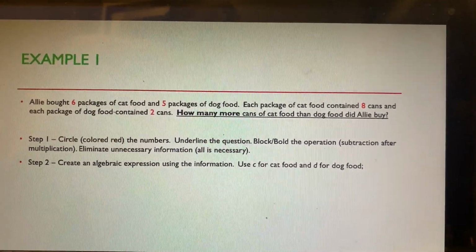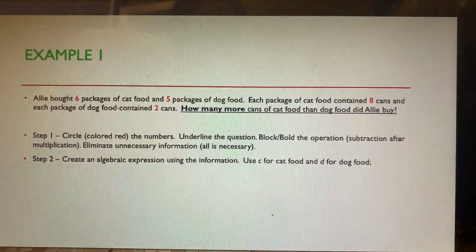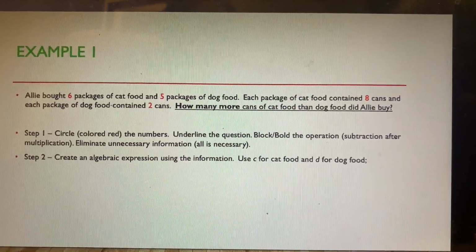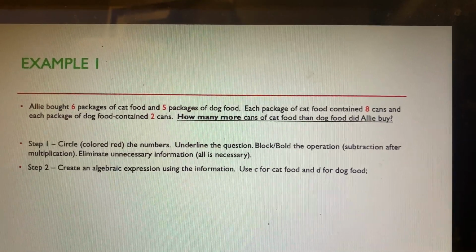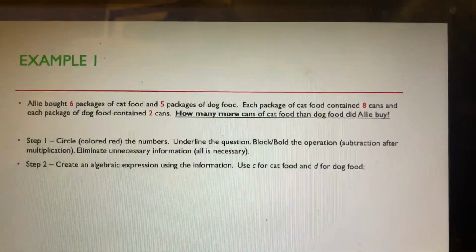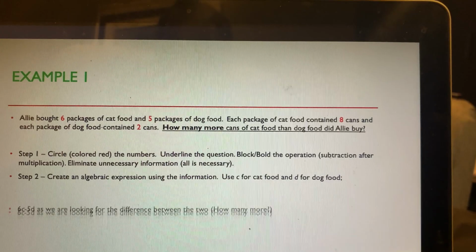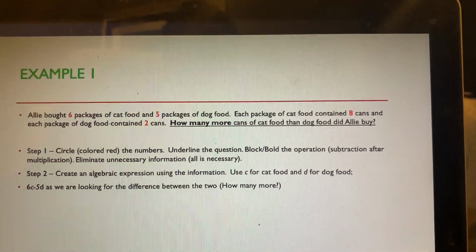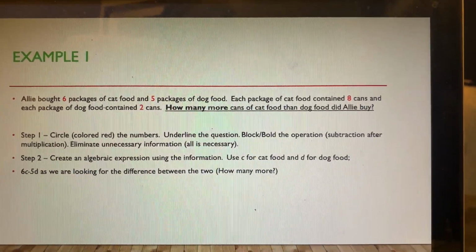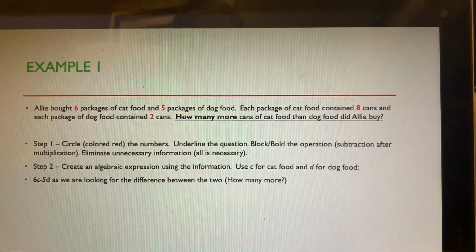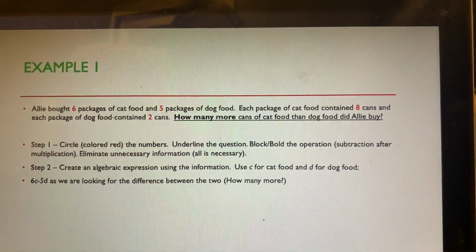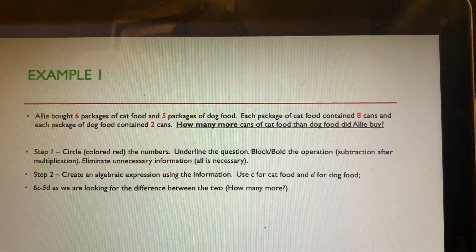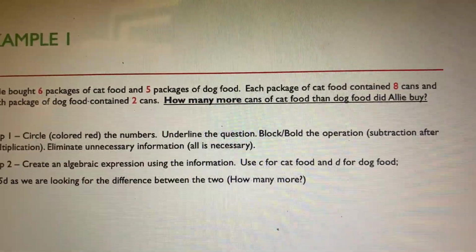Next thing we want to do is create an algebraic expression using the information. We're going to use C for cat food and D for dog food. Using those, in order to figure out how much of each we have, we're going to do 6C, which is the amount of cans of cat food within each package, and 5D, which is the amount of cans in each package of dog food. And we're looking for the difference between the two. How many more? Right there. How many more?